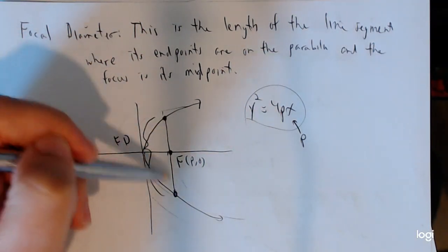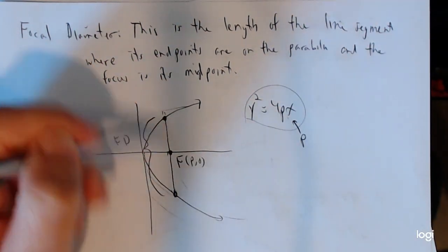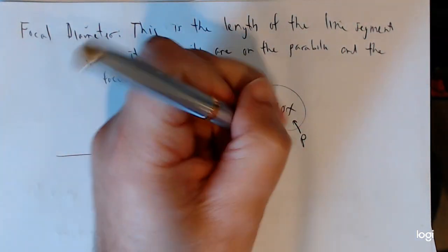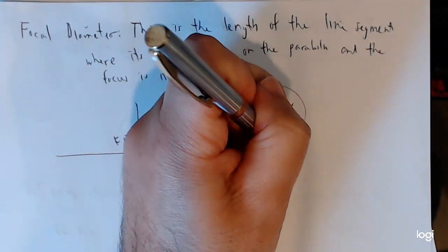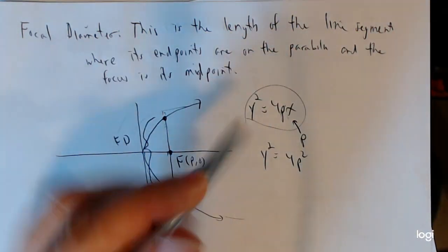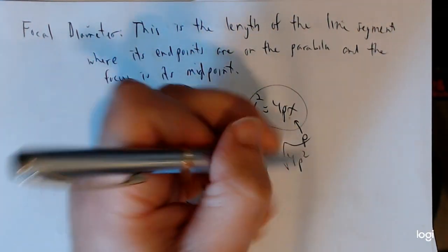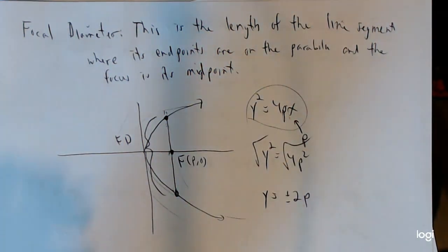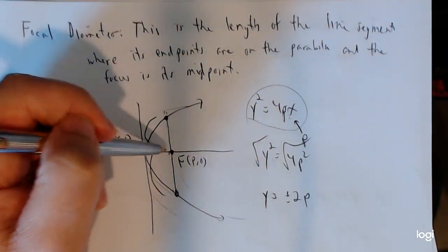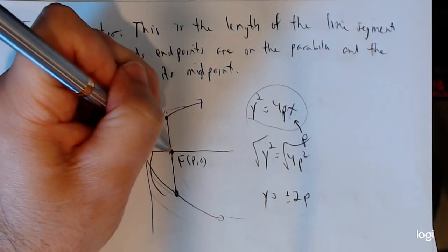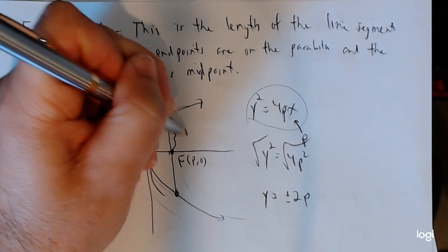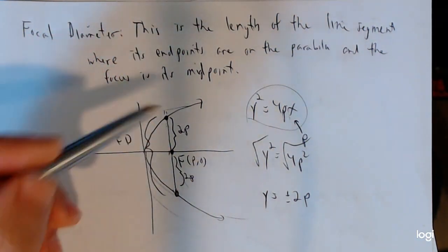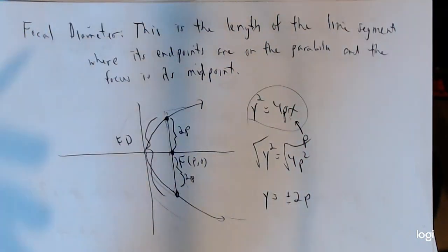So if these points have an x value of p, to find their y value, what do I need to do? Just plug in p for x. So if I do that, what does this become? It becomes y squared equals 4p squared. Now if I square root it, what do I get? I get y equals plus or minus 2p, which is saying: from the x-axis, move up 2p units, and then also move down 2p units, which gives you a distance of a total of 4p.